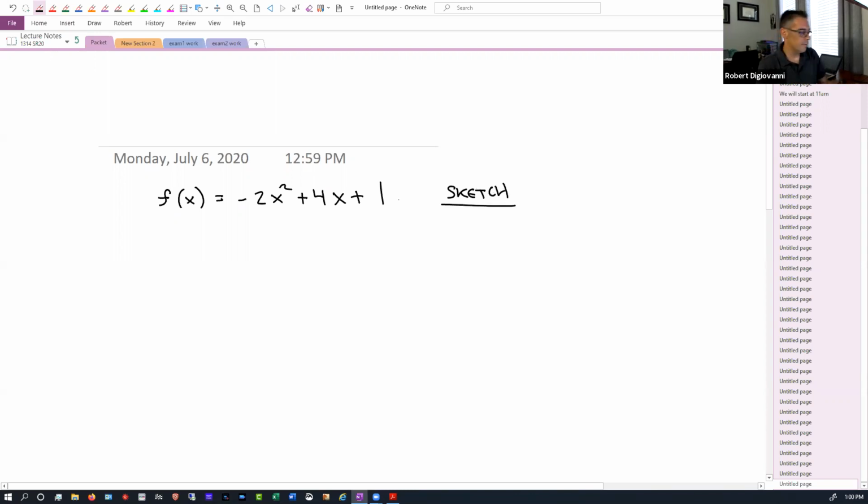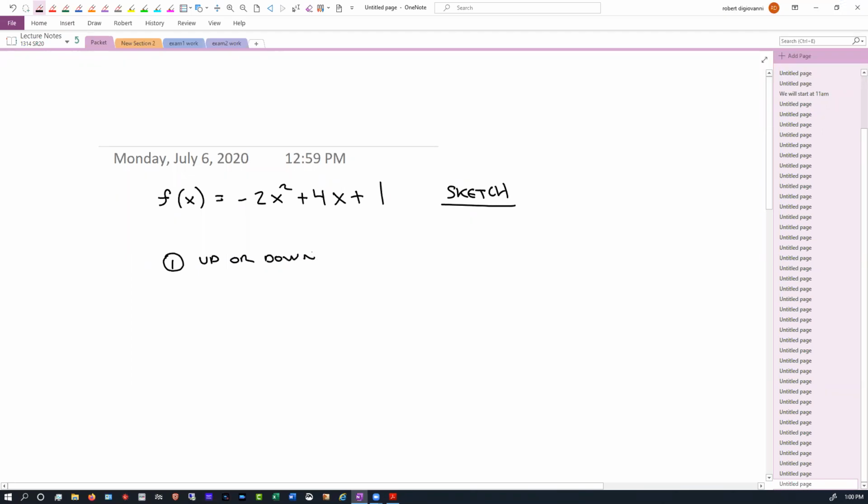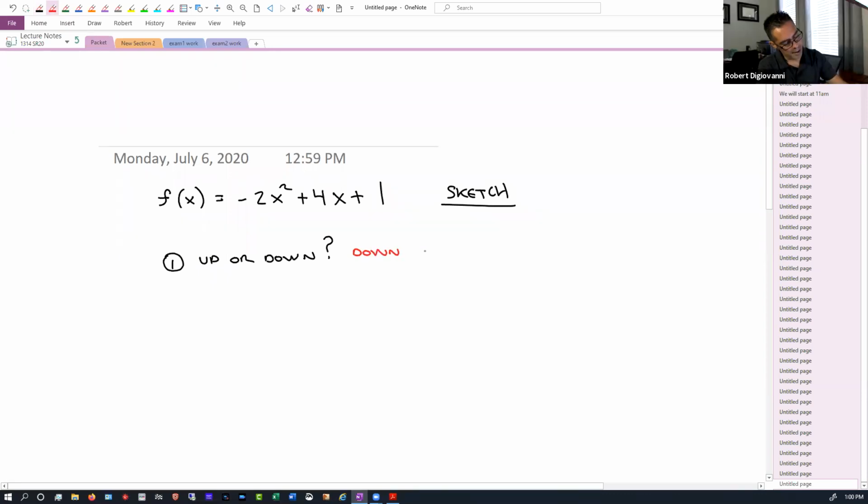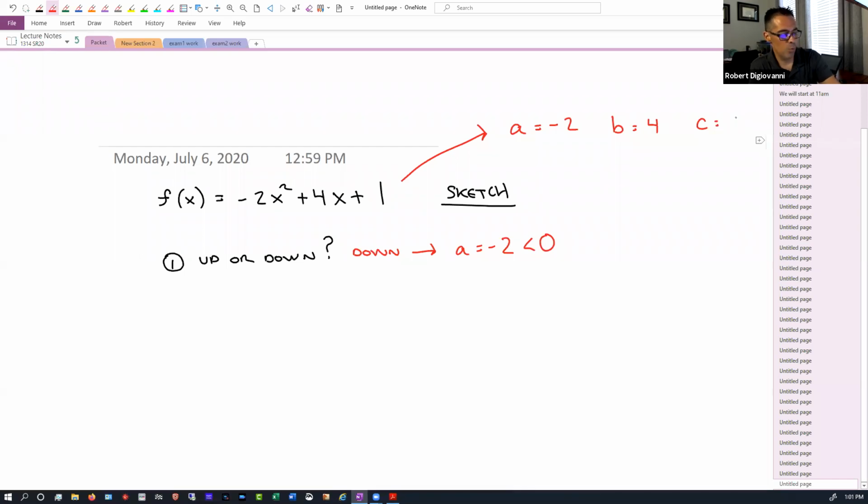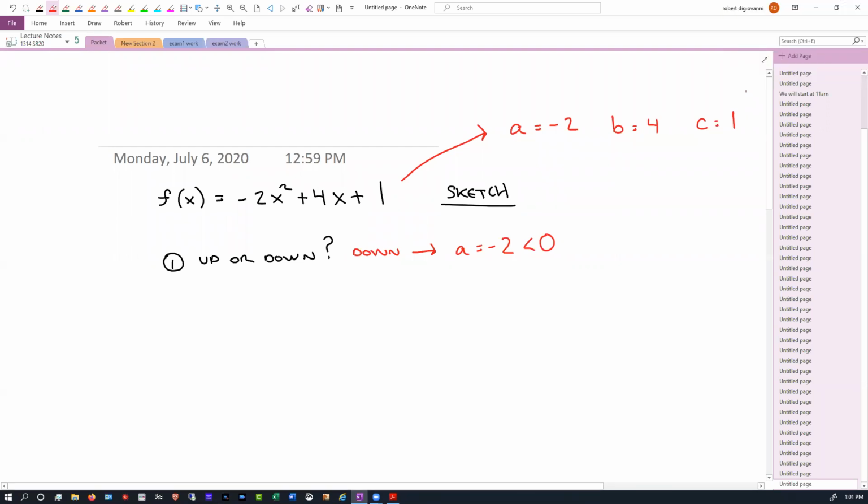Okay, sketch this. So first step, does this thing open up or down? Down. Why? Because the 2 is negative. Down because A equals -2, which is less than 0. It's negative, negative people frown, right? So we know that this is a parabola that opens down. While we're here, why don't we just identify what A, B, and C are? Because we're going to need it for the problem. A was -2, B is 4, and C is 1. Do y'all agree? Okay, good. So we know it opens down.